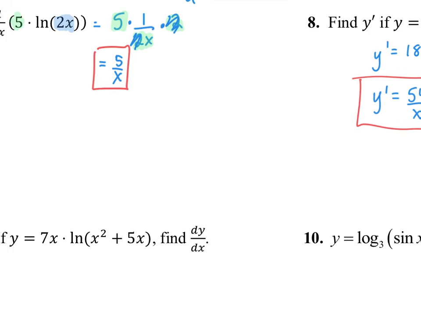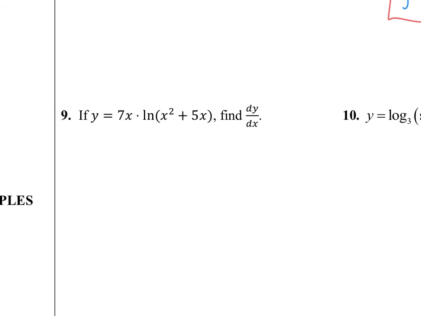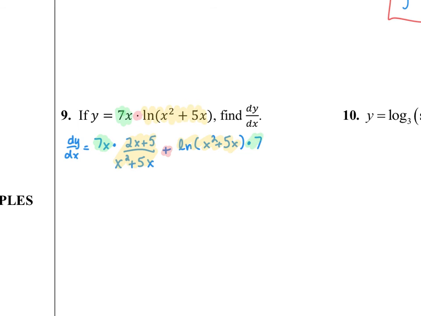In question number 9, I see the telltale sign of a product rule because I have a product. This will be my first function, and natural log of x squared plus 5x will be my second function, and I'm just going to run through the product rule. Here is my first times derivative of the second plus the second function as is, and then times derivative of 7x, which is 7. As far as simplifying, there's not much I can do to pretty that thing up, so I'm just going to leave it exactly as is.